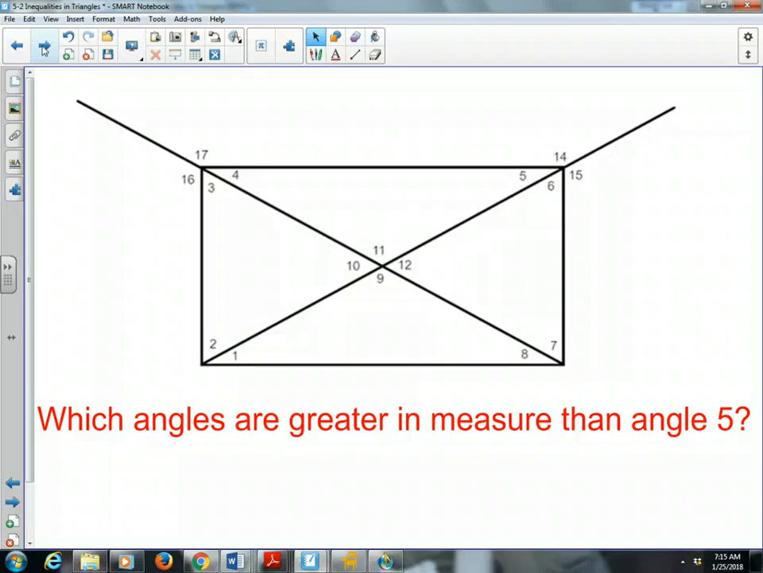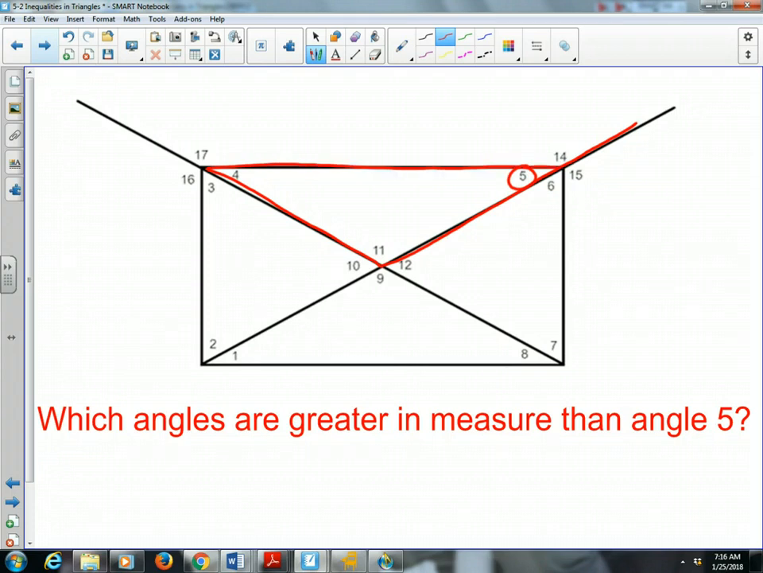This time it says which angles are greater than the measure of angle 5. So angle 5 is right here. The angles that are bigger than angle 5, or greater in measure, again, I'm going to draw this triangle right here. There we go. Angle 17 is an exterior angle, and 11 and 5 are the remote interior angles. So angle 17 would have to be greater than angle 5 because it's the remote exterior angle. So there's one of them.